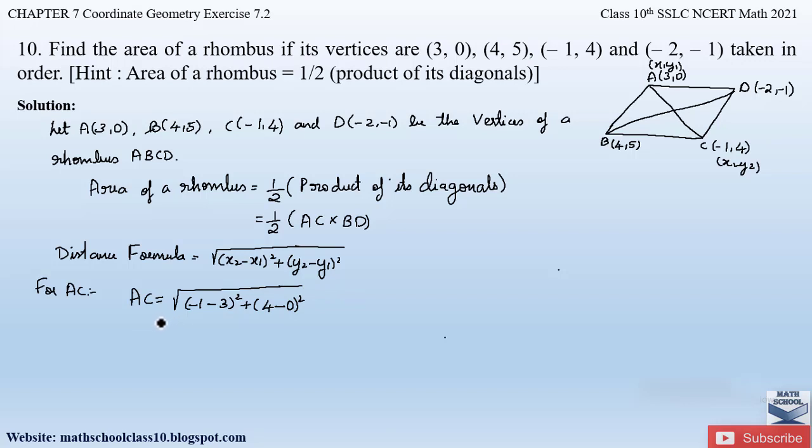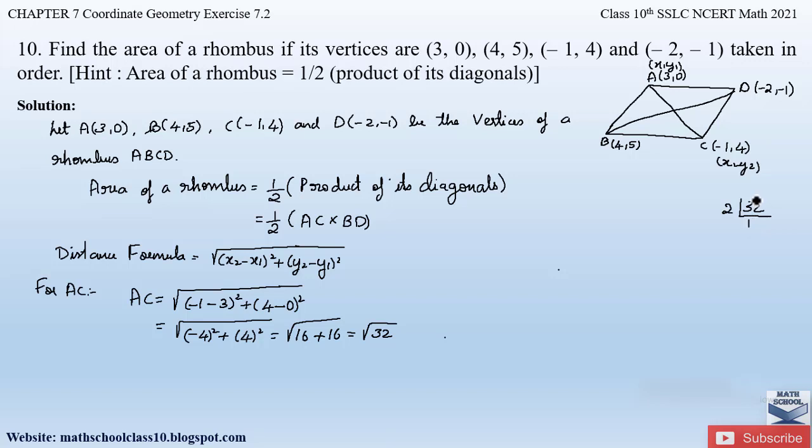So this will be how much? Square root of (-1 minus 3), we have to add with a minus sign, so it is (-4) the whole square, plus (4 minus 0), which is 4, the whole square. Squaring a negative number is always positive, so (-4) the whole square will be 16, plus again 4 square is 16. So what is 16 plus 16? It is equal to root 32. Now let us factorize 32 and find its factors.